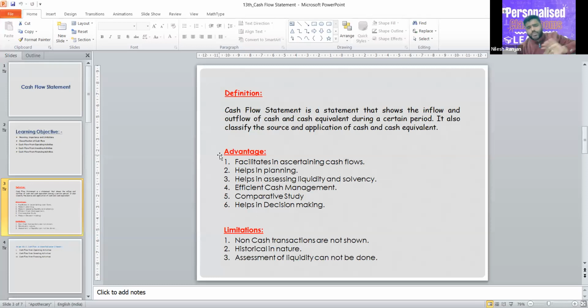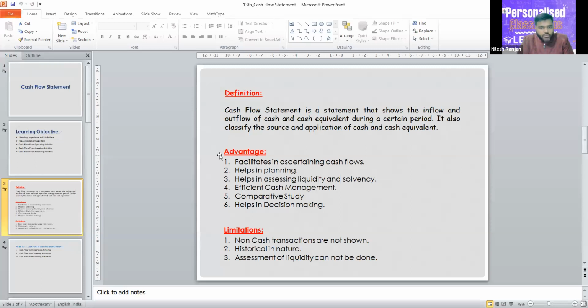But if we separate long-term items and short-term items, yes, we have to put in some effort for that, then we can easily find liquidity. But there is a limitation because in the normal course of business, you cannot easily find out the liquidity position of a company through the cash flow statement. So these are the advantages and limitations.